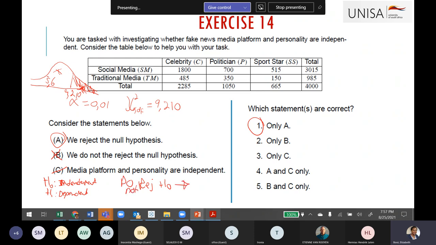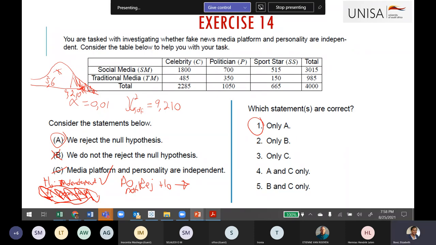when we do not reject the null hypothesis, we say there is no sufficient evidence to show that media platform and personality are related. That's how we say it. It's because now we say this statement is no longer valid. We then accept that they are independent. Confused? So we say there is no sufficient evidence to show that media platform and personality are related. Therefore, this statement is no longer valid.